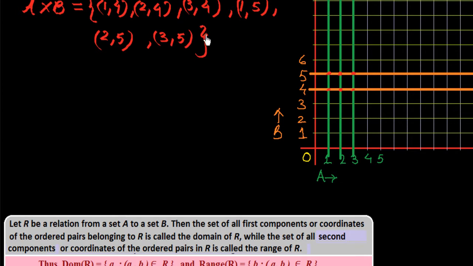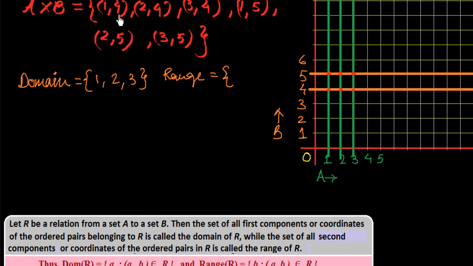So we could write here: the domain is 1, 2, 3, which are the first components of the coordinates of the ordered pairs, such as (1, 4) and (2, 4). And the range is the second coordinates, the 4 and 5 we have. So these are the range.